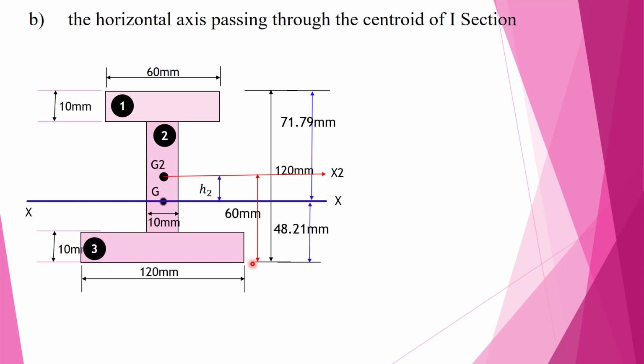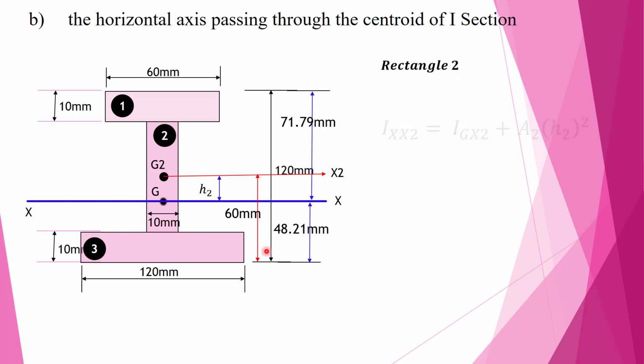So what is h2? h2 is the distance between the reference x-axis and the centroidal G2x2 axis. So how will you find this distance, h2, between these two axes? You know this distance, that is 60, and you know this distance also. So 60 minus 48.21 will give you h2. So it is easy to find the value of h2 also. The distance between the two axes can be calculated like this.